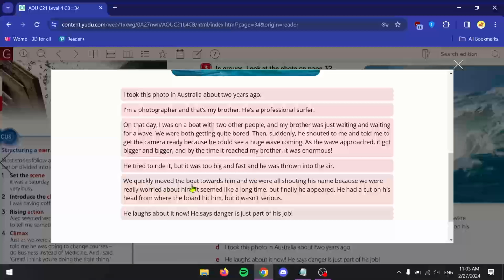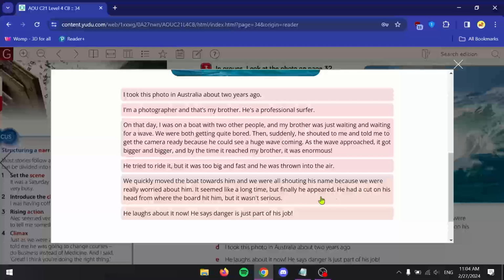We quickly moved the boat towards him. Okay, yes. This is afterwards. And again, finally, this is the falling down. We quickly moved the boat towards him, and we were all shouting his name because we were really worried about him. It seemed like a long time, but finally he appeared.